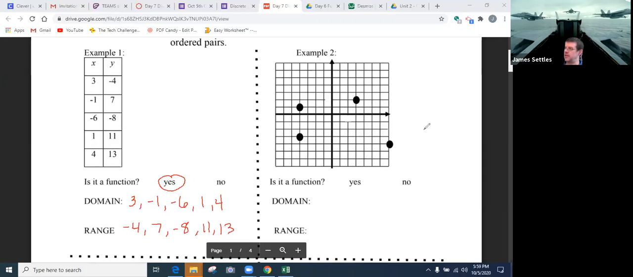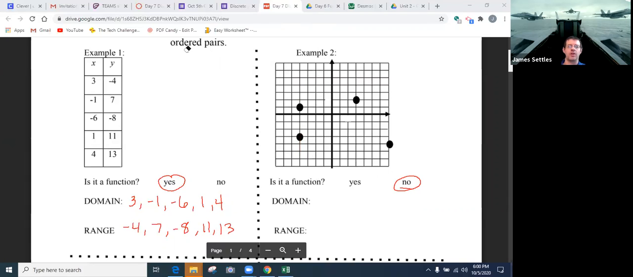All right, let's take a look at 2. All right, so on this right here, first thing we want to know is, is it a function? So if we draw a vertical line, then right off the bat, this fails the vertical line test, because it touches 2 dots, and remember, it's only allowed to touch 1. So this right here is not a function.